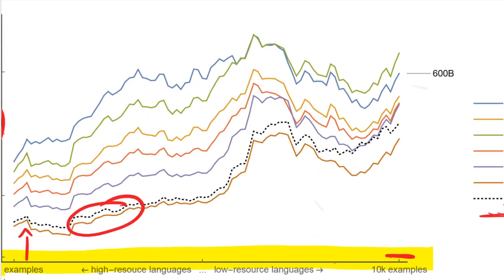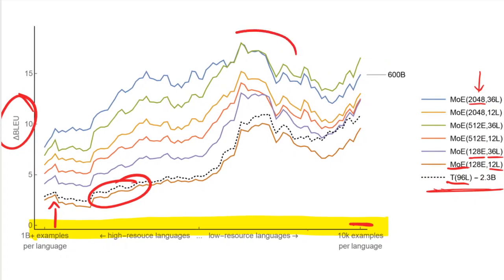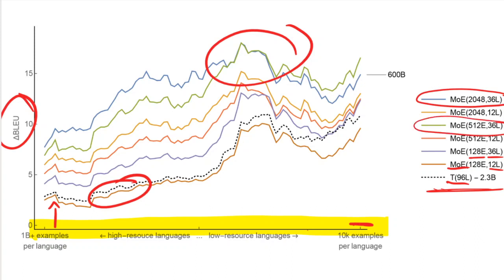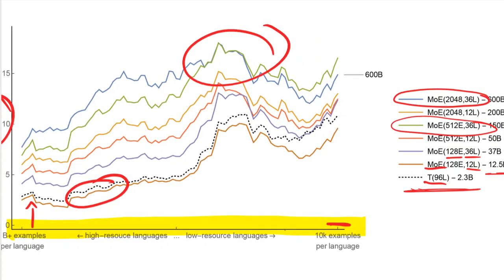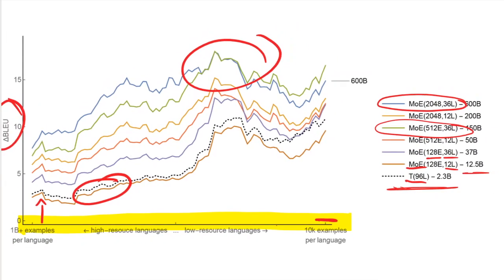The second thing is that you see there's a crossover in these biggest models. And what are the big models? One, the blue one, is the one with 2048 experts, and the green one is the one with 500 experts. They're both deep models, but all of a sudden, over here for the high resource languages, it's still true that if you up the number of parameters, you get a benefit.